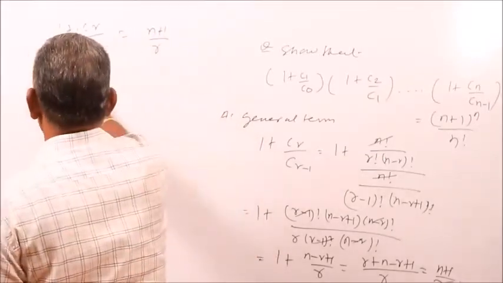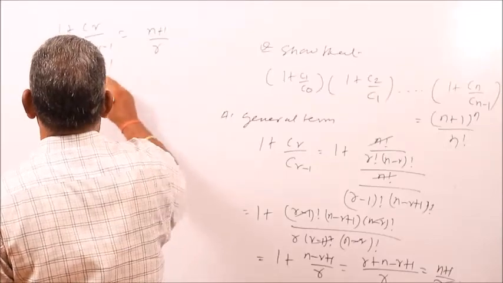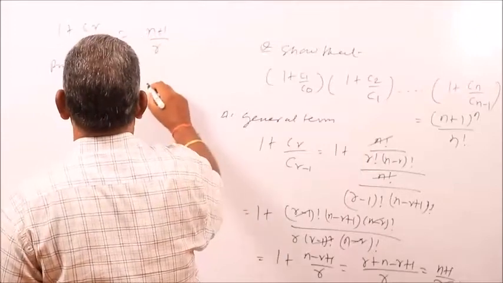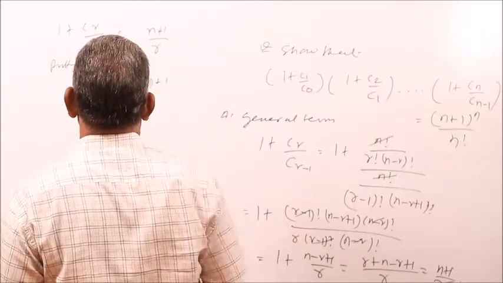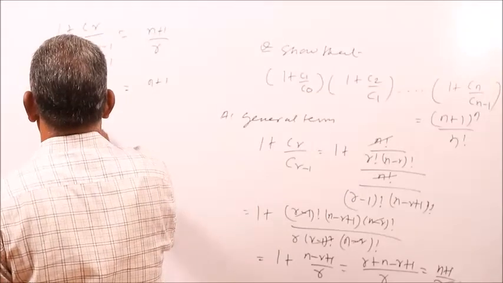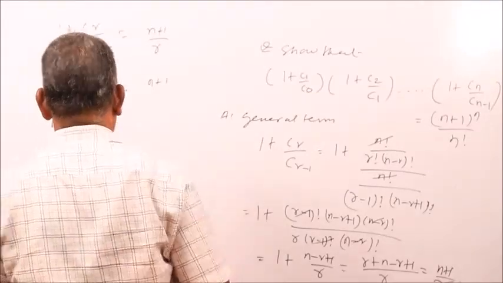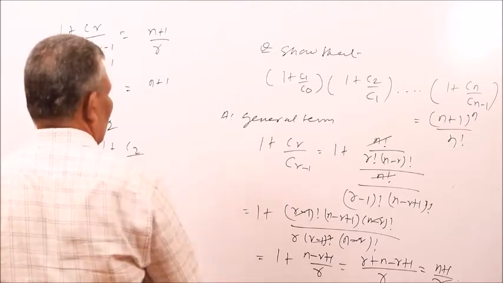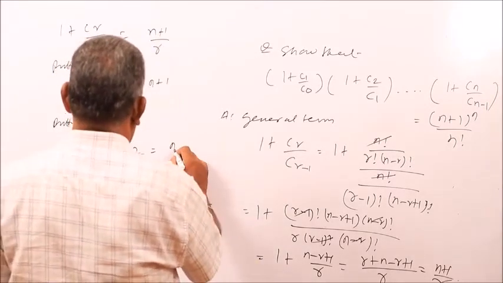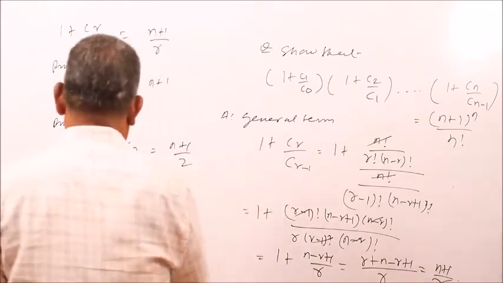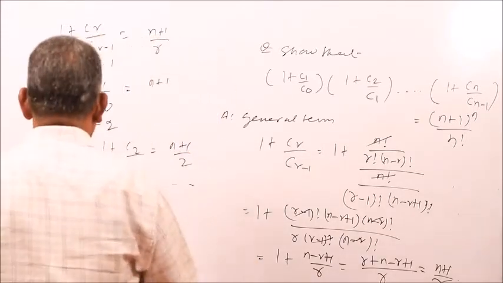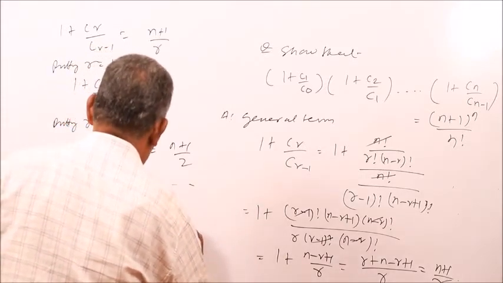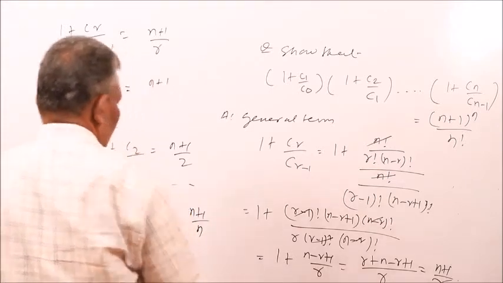Putting r equal to 1, what happens? 1 plus C1 by C0, our first term, is n plus 1. Putting r equal to 2, what happens? 1 plus C2 by C1 is n plus 1 by 2, and proceeding like this, when r equals n, 1 plus Cn by Cn minus 1 is n plus 1 by n.